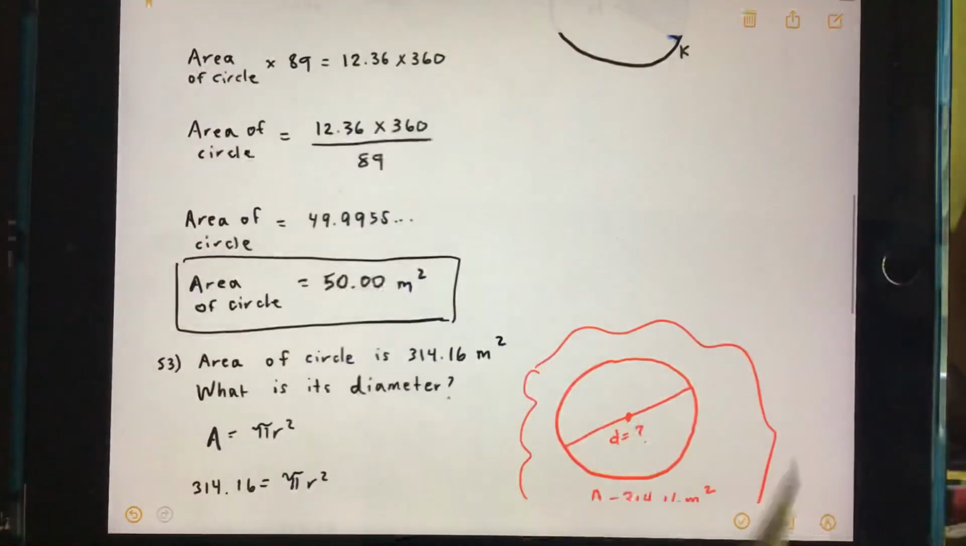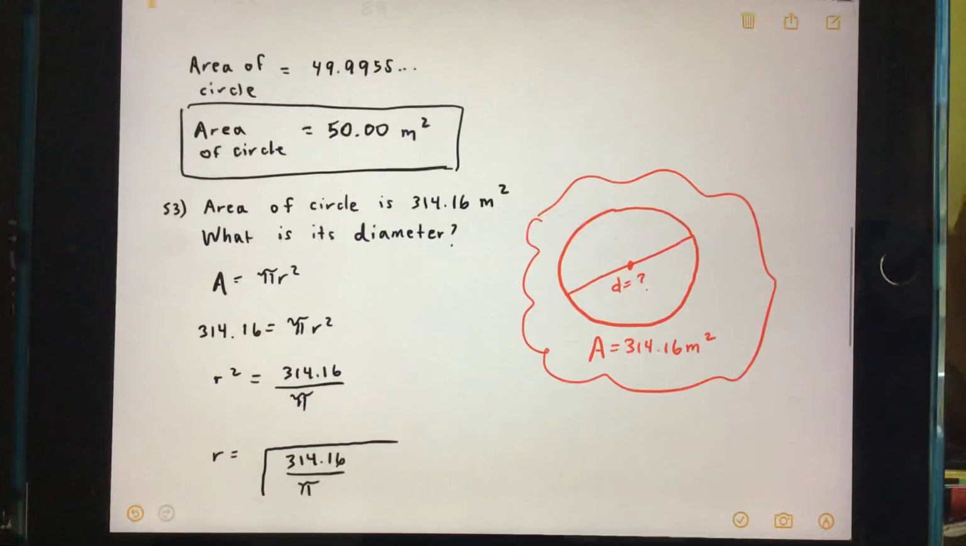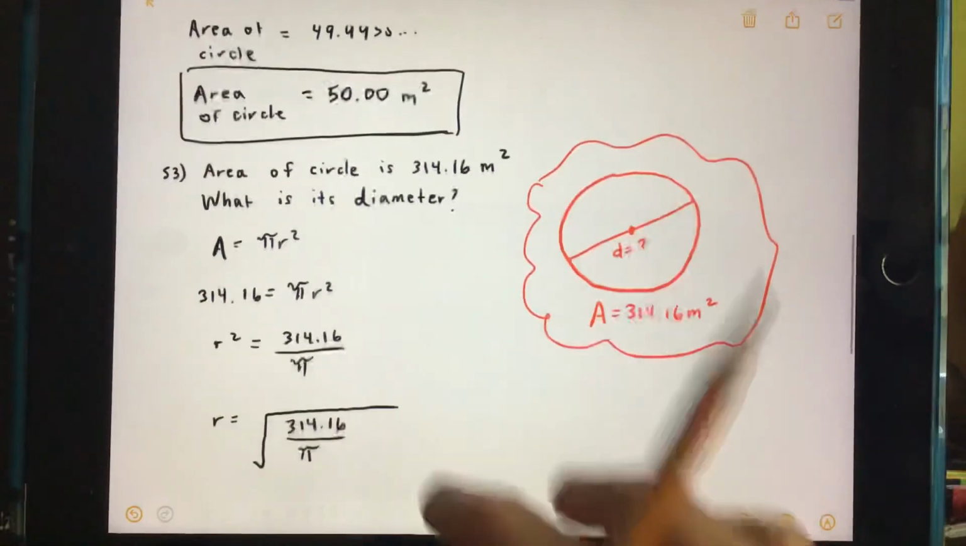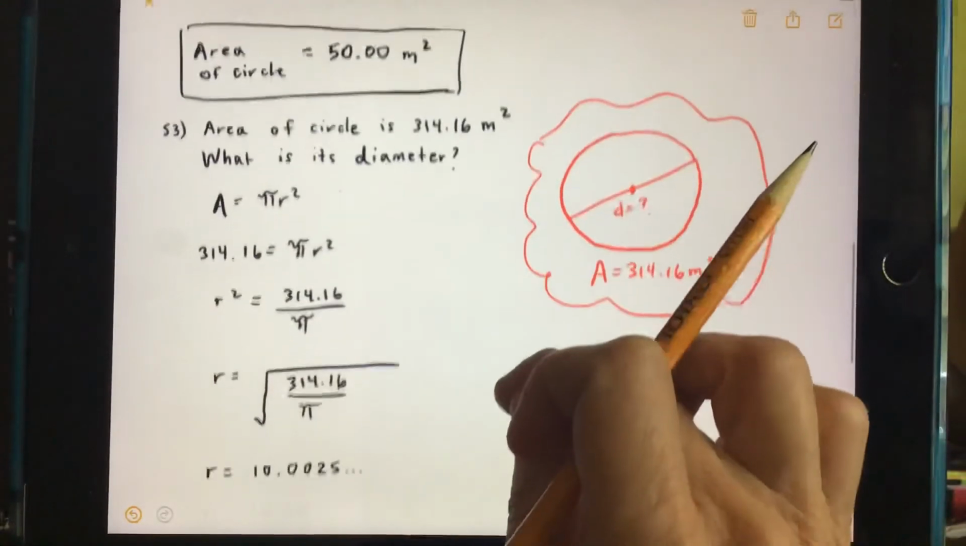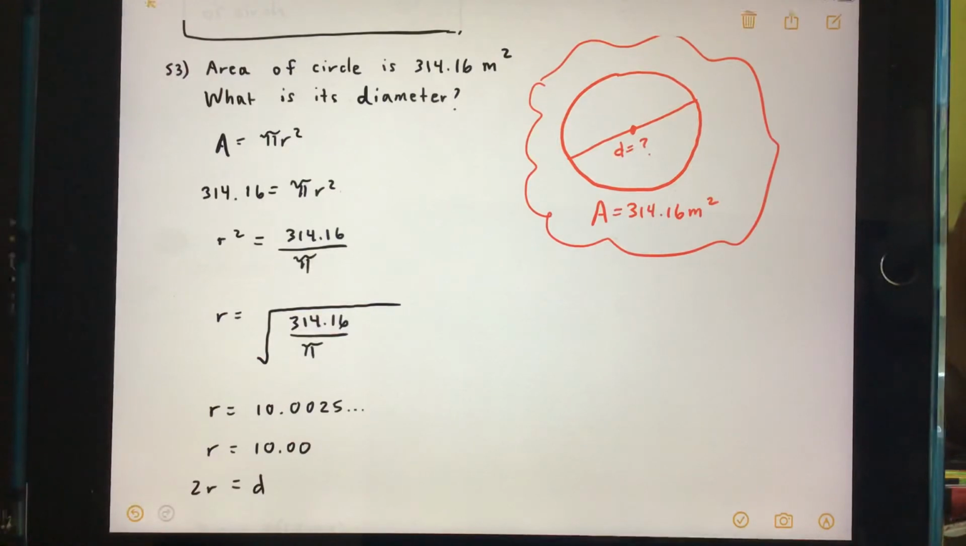All right, sample 3. On this one, we're asked to figure out the diameter of a circle given the area of the circle. This time our dimension is not going to be a squared unit, it's going to be just a length measurement, so it'll be just meters in this case. To figure out the diameter, first we're going to figure out the radius of the circle. Once we know the radius, we will double that to get the diameter.